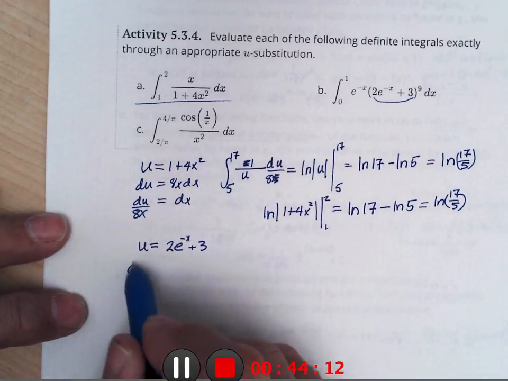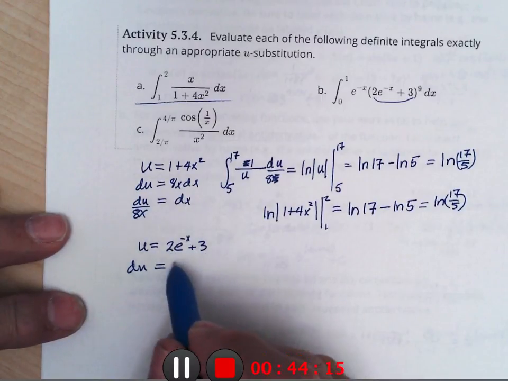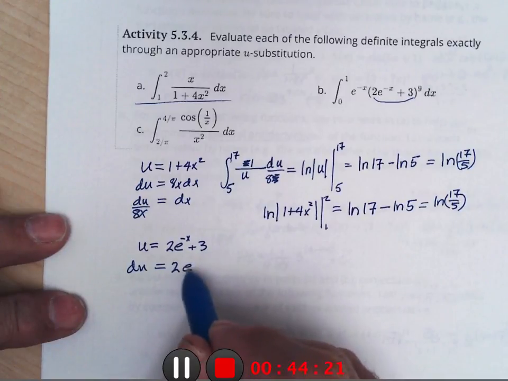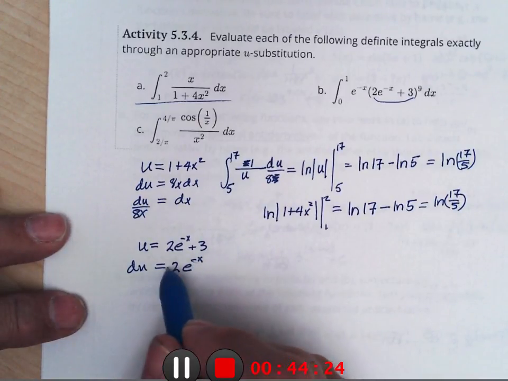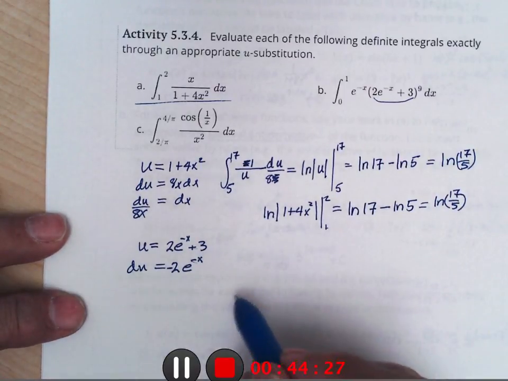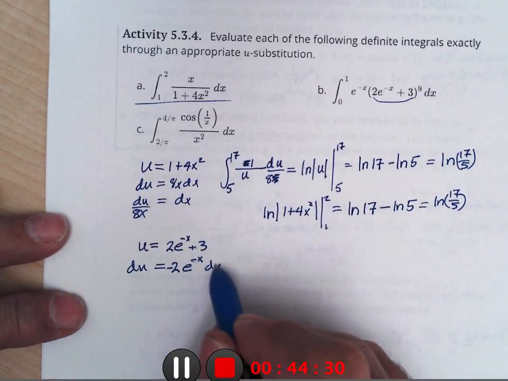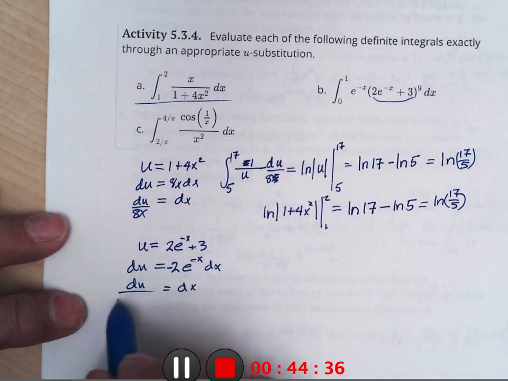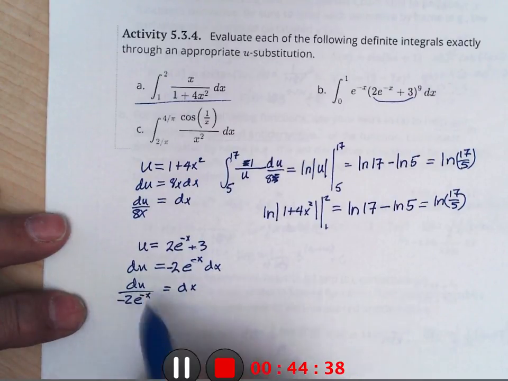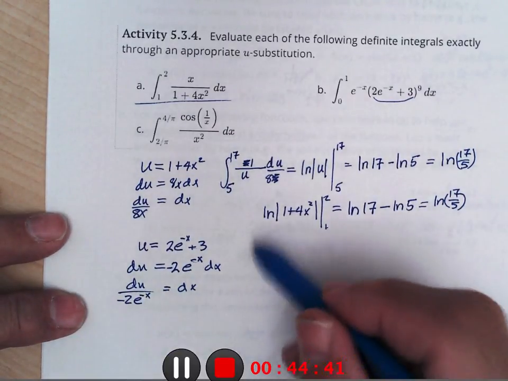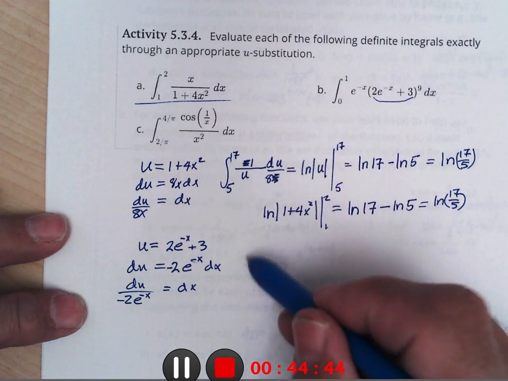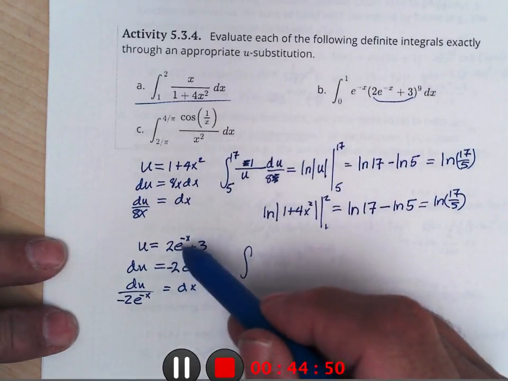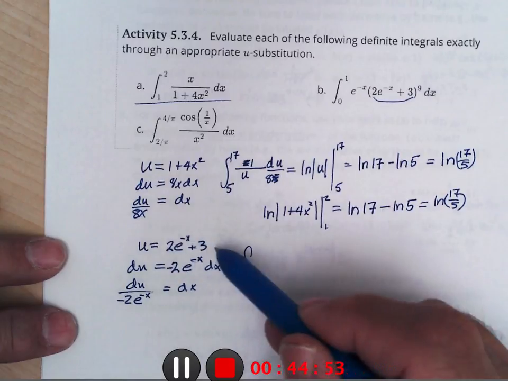Du would then equal 2 is a constant. E to the negative x will be e to the negative x times the derivative of that, which is negative 1. And the derivative of 3 is 0, so we get that dx. So we're going to get dx equals du divided by negative 2 e to the negative x. So our new limits are going to be, if I put 0 in, e to the 0 is 1, times 2 is 2, plus 3 is 5.